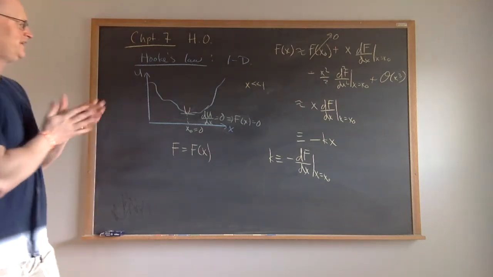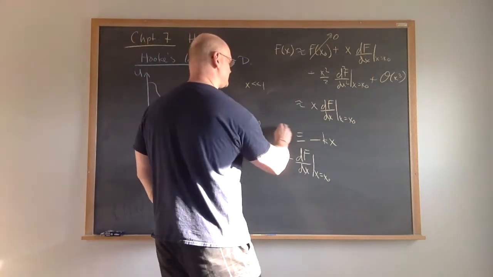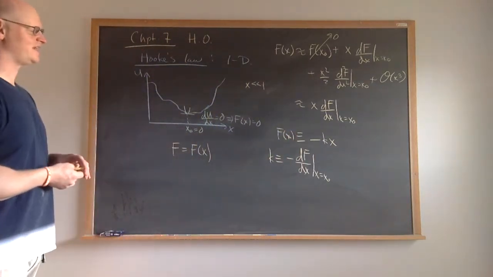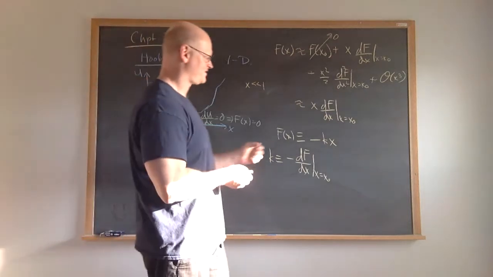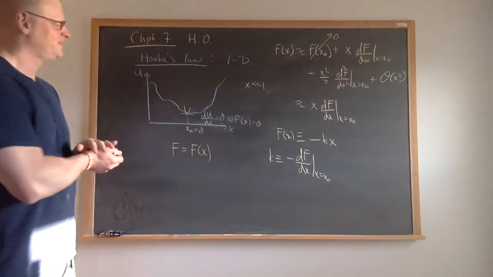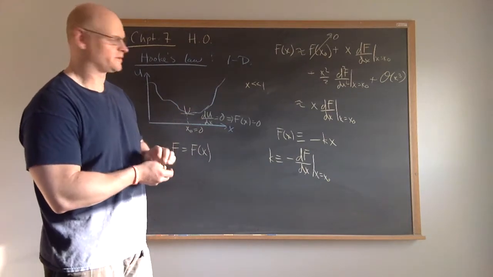So this is what we call Hooke's law. Hooke's law says that the force acting on the system is equal to negative k times x, where the negative sign is indicative of a restorative force. This means that the force will always bring it back to its equilibrium position.